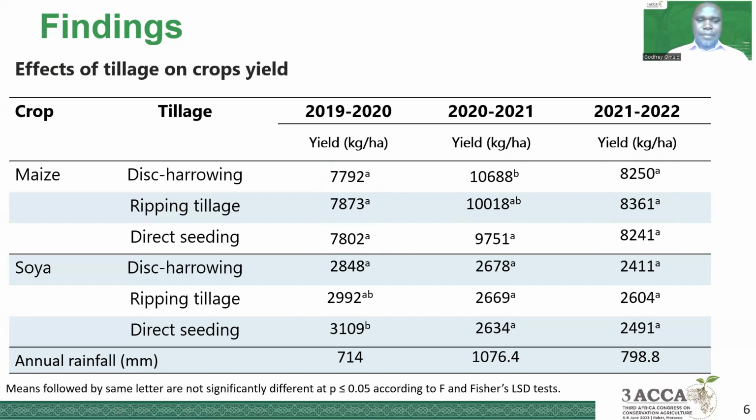While in the second season, which was fairly wet, disc-harrowing and reaping tillage for maize recorded significantly higher yield than the direct seeding. Now, in terms of soybean, in the first season, which was actually dry, CA treatments, reaping tillage and direct seeding recorded higher yield compared to the disc-harrowing. There was marginal yield difference in the second and the third season for the soybean.